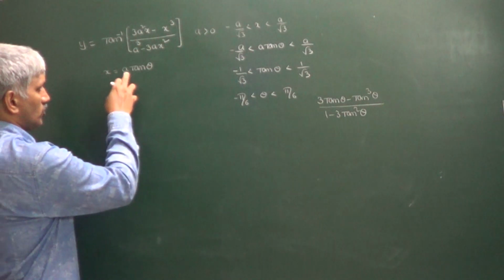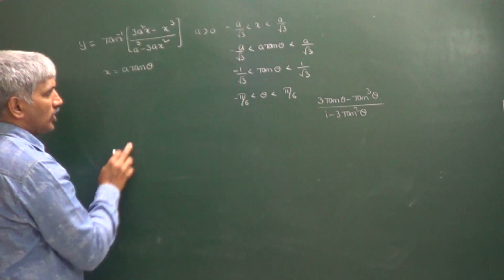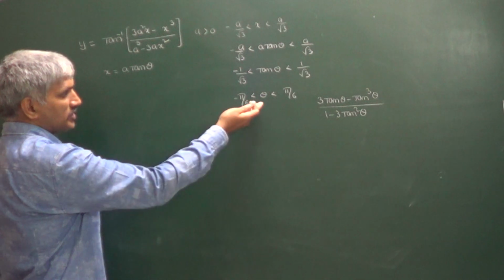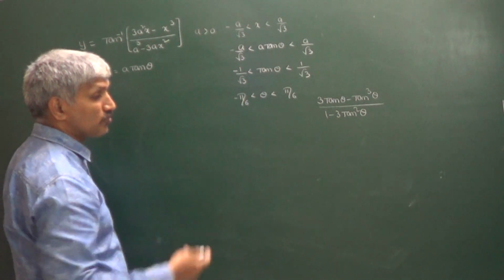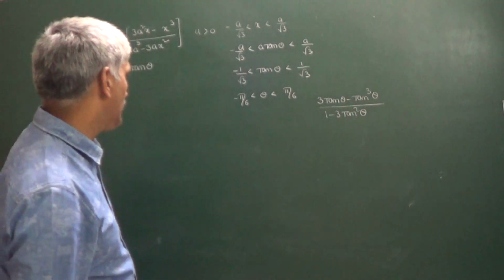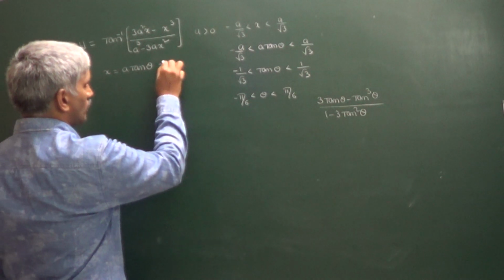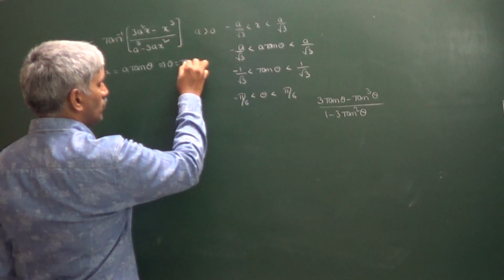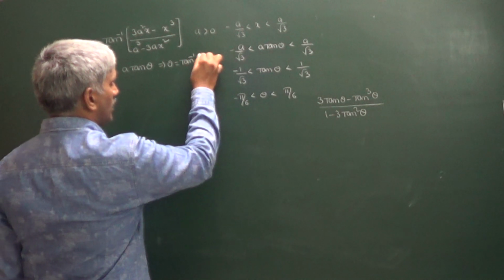Okay, x is equal to a tan theta. Whether you observed or not, theta is in the principal branch of tan. Tan inverse principal branch is from minus pi by 2 to pi by 2. That's why we can write this as theta is equal to tan inverse of x by a.